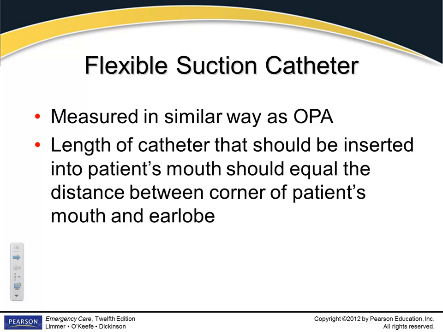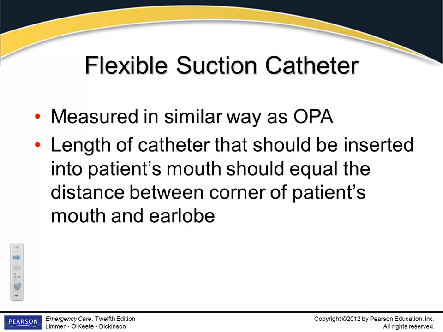For the flexible suction catheter, you're going to measure that very similar to the OPA. When you put it in the patient's mouth, it should equal the distance between the corner of the patient's mouth and the earlobe. So if this is your measurement, you'll take your suction catheter and figure from the end to about however far it is from here to here, and that's all you're going to use.